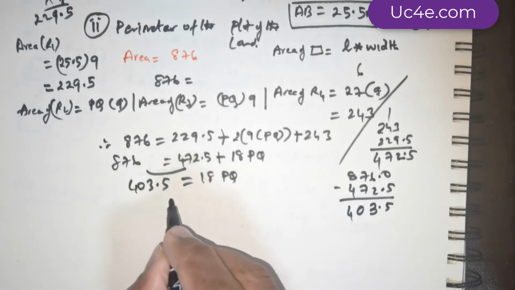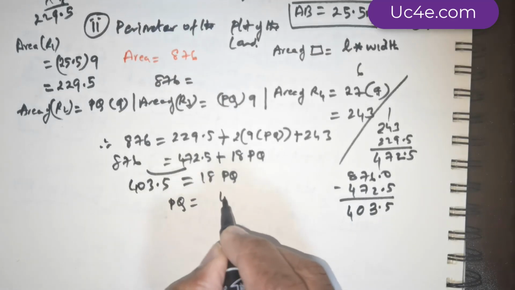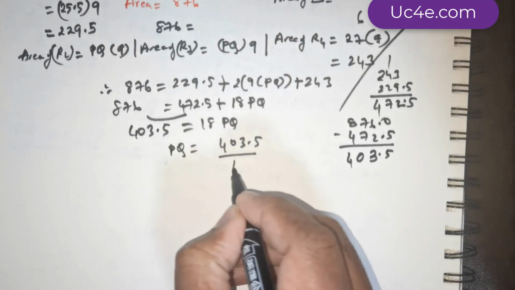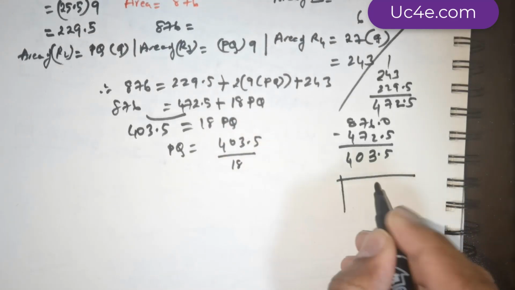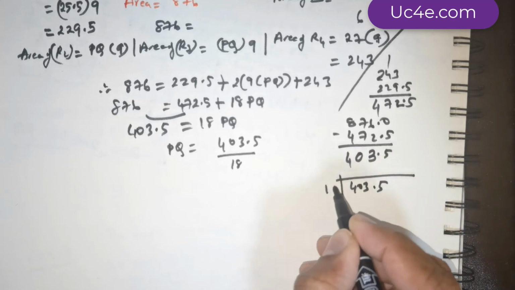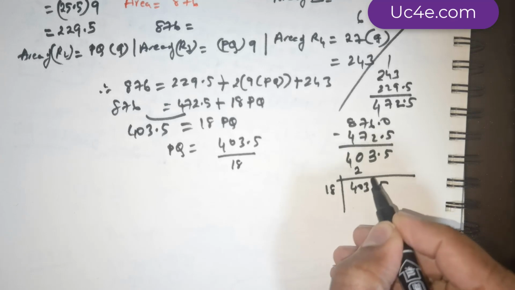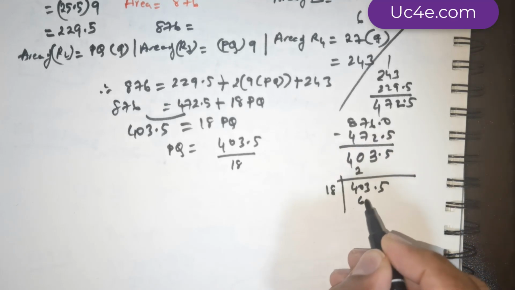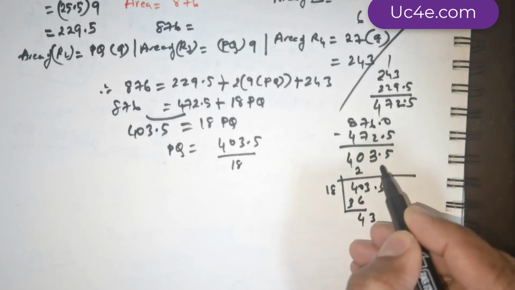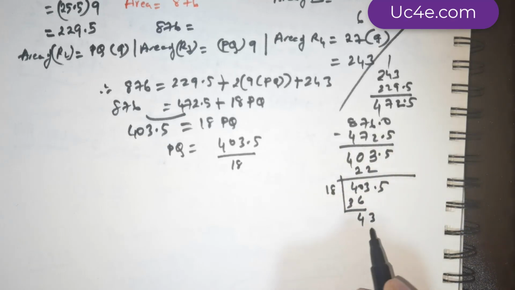So therefore, what is PQ? PQ is equal to 403.5, so we need to divide that by 18. Let us see how the division goes. 403.5 divided by 18. 8 times 2 is 16. 1, 2 ones are 2. 3, 36. Bring down a 4. 3 again 22. 8 twos are 16.